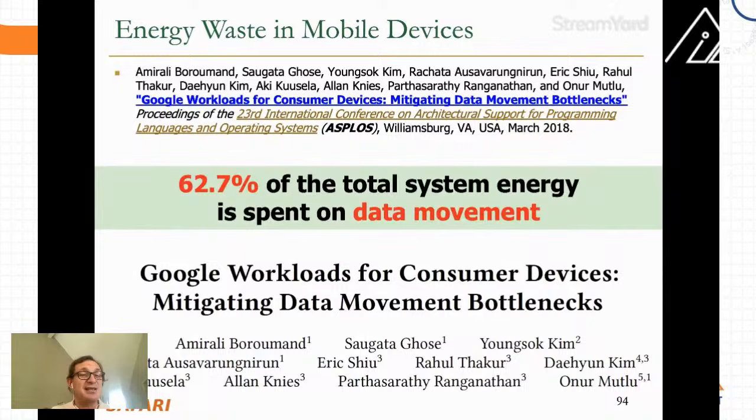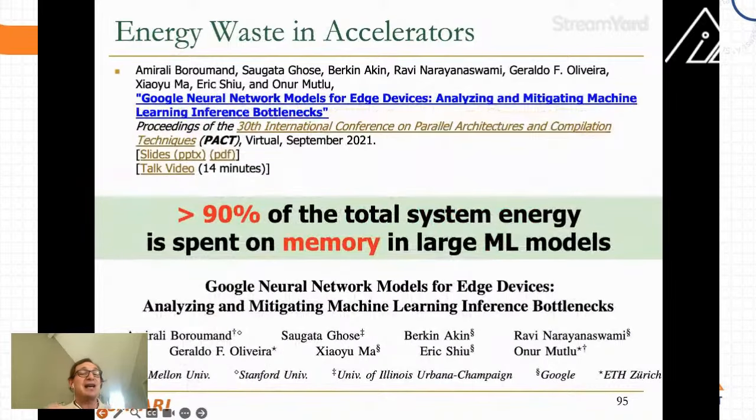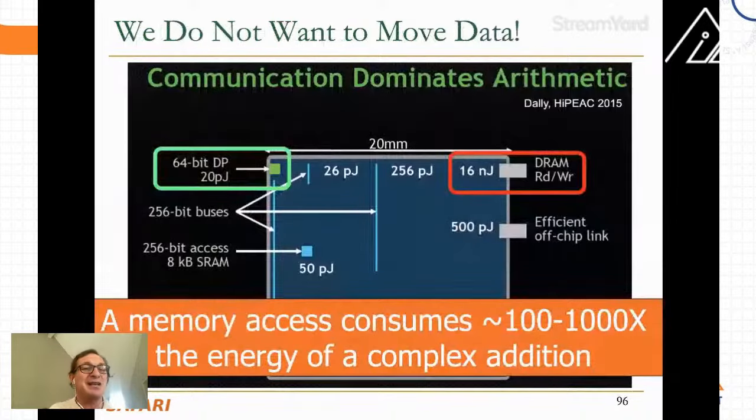As a result, we see this picture in the end-to-end applications. More than 60% of the system energy is spent on data movement on these applications on the mobile devices that I showed you. And more than 90% of the total system energy is spent on memory in large machine learning models. In many cases, more than 99%. So I'm going to get back to these words.